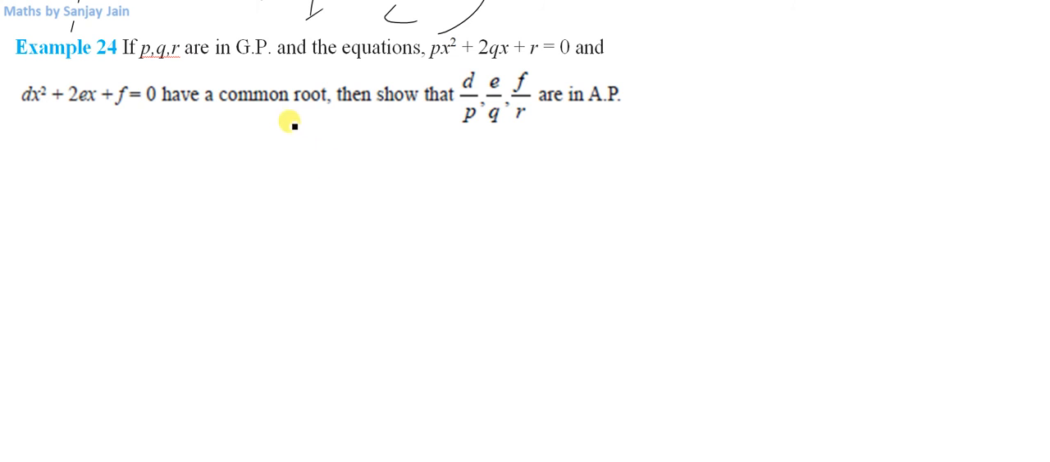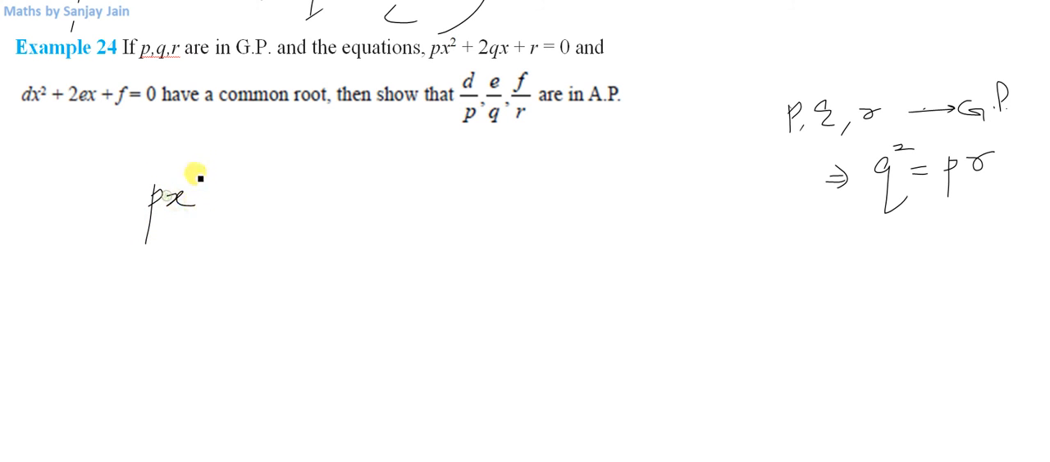If p, q, r are in GP, then the equations... So the first information is that p, q, r are in GP. So I can deduce that q squared is equal to pr. Okay, and the equations, this and this, have a common root. Alright, so let us think about the roots of this equation first. px squared plus 2qx plus r equals 0.